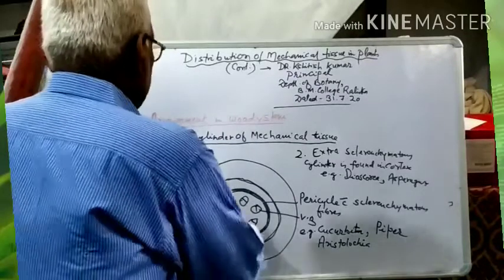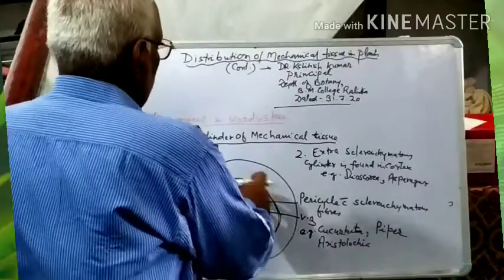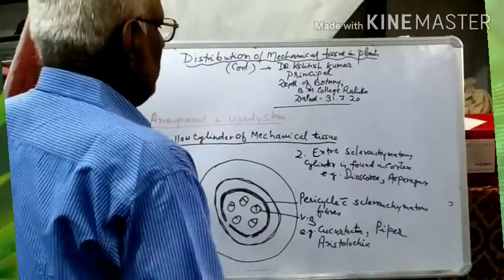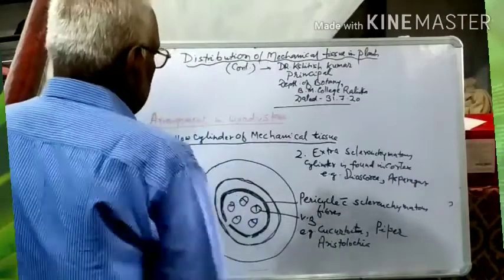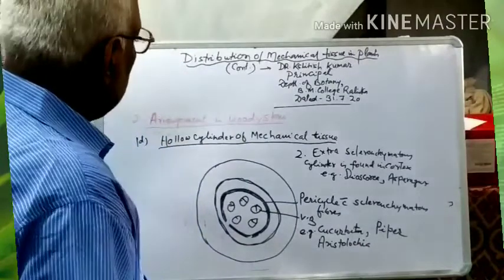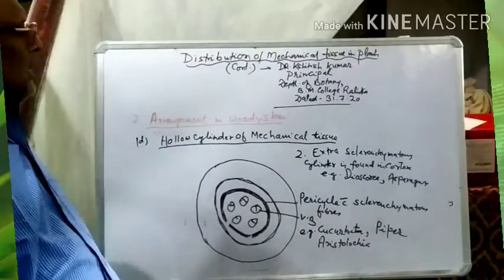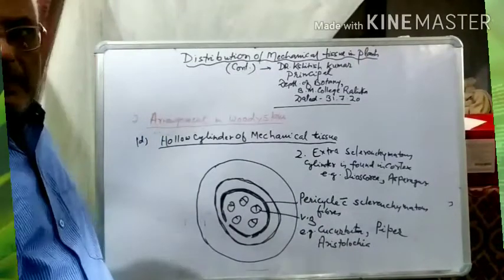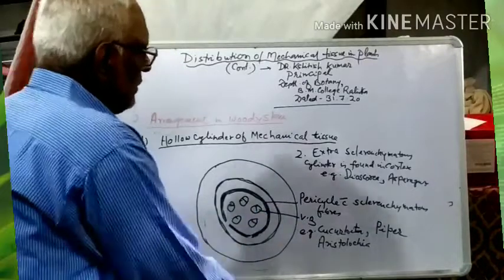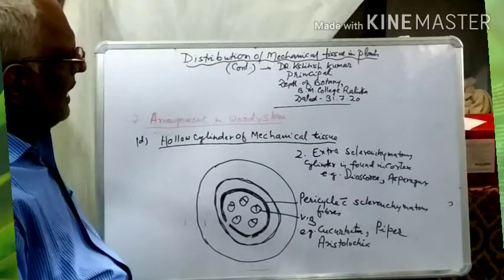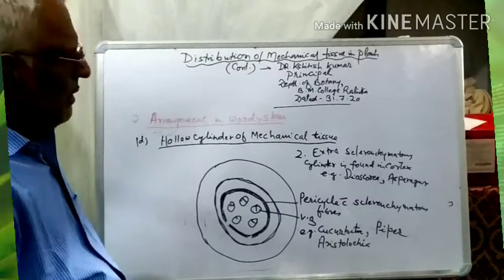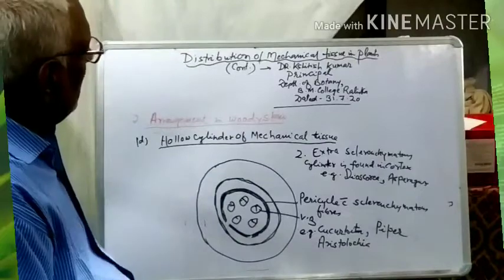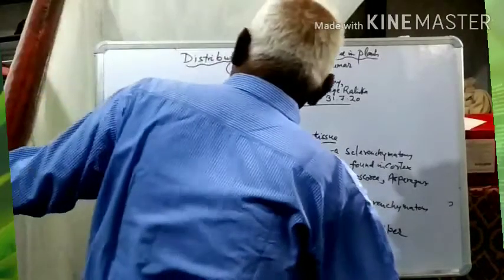In some plants, the pericycle itself forms a sclerenchymatous cylinder of fibers, and that gives the mechanical support to the plant. And in some other cases, there is an extra cylinder found inside the cortical region, and hence it gives double support to the plant, and so the plant is able to tolerate the maximum pressure of the wind.